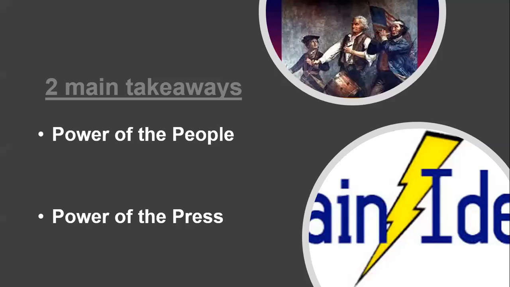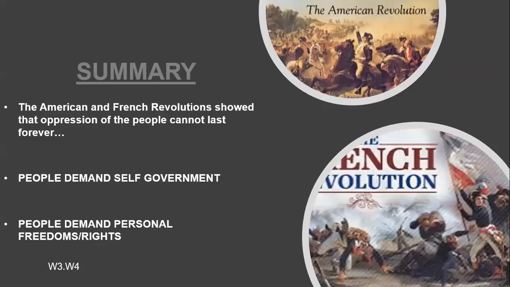Okay, the two main takeaways from the French Revolution, and from the age of the revolutions, are the power of the people and also the power of the press in terms of spreading the word. By having the freedom of the press, they're very, very powerful in order to spread the word of what's happening in the world and about social injustices. You need to know that main idea. The American and French Revolutions showed us that people are demanding self-government, and not only do we demand self-government, we demand basic human rights as well.